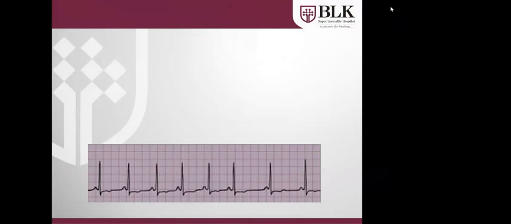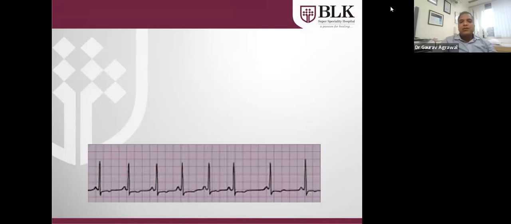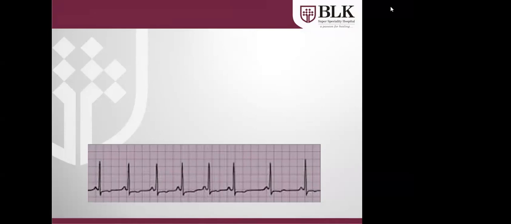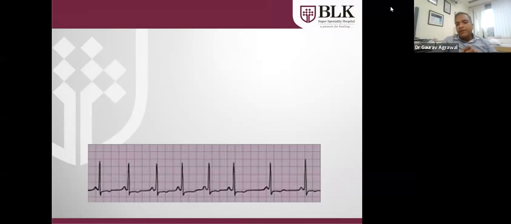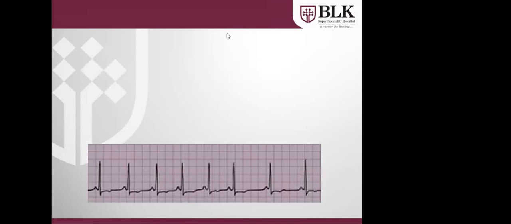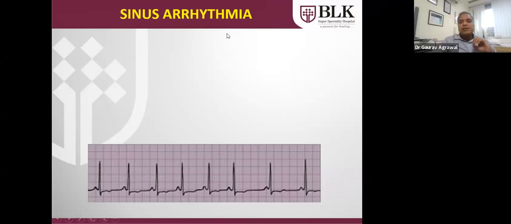Sir, every QRS is preceded by a P wave. Is this regular or irregular? Sir, irregular. But every QRS is preceded by a P wave. Yes, this is sinus, but the rhythm is irregular. This is a typical example seen in the pediatric age group known as sinus arrhythmia.